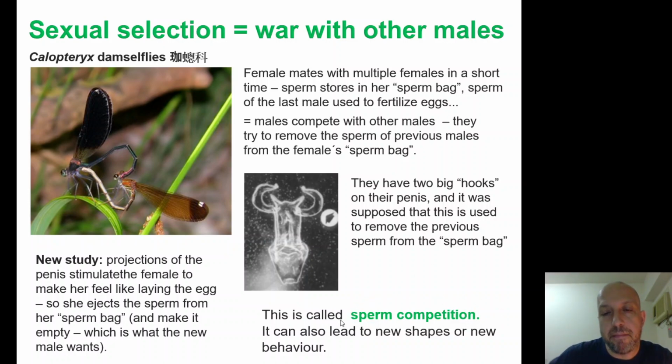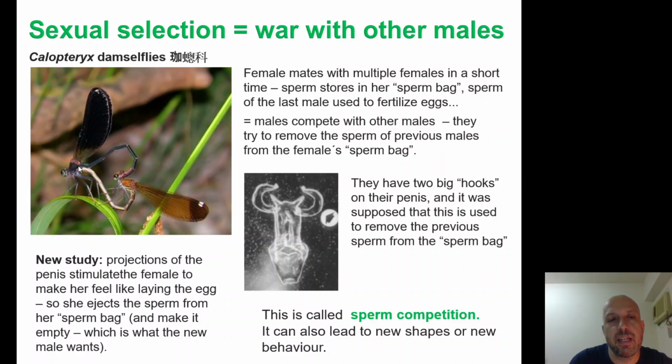So many males copulate with the same female, and they compete for whose sperm will be used for fertilizing the egg. It was found already in very old studies that in the male genitalia of this animal, here the male is the green one, there are big hooks. The first idea was that these hooks are used for a mechanical thing: to take out the sperm of the previous male and to deposit the new sperm.